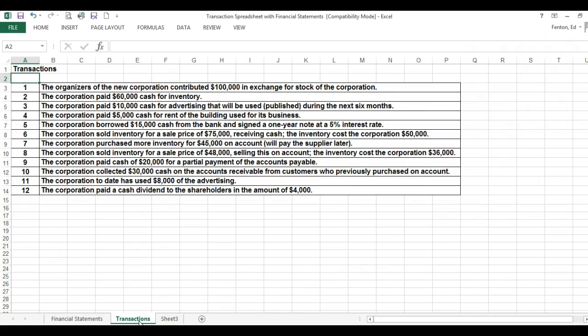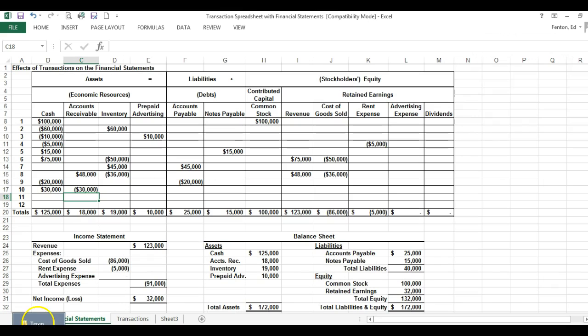The next transaction, the corporation to date has used $8,000 of the advertising. Now, if we've used $8,000, we need to reduce the prepaid advertising account. We'll show this as an expense. This is the part we've used up so far. In this one, we have another income statement account affected, the advertising expense. That transaction lowered net income a little bit. And then the assets were impacted because prepaid advertising was reduced.